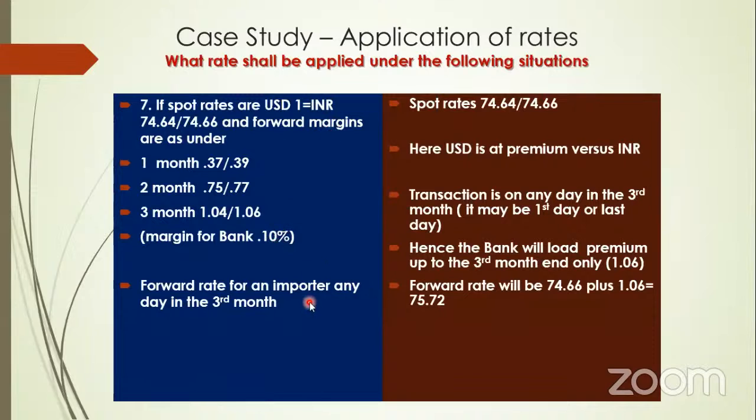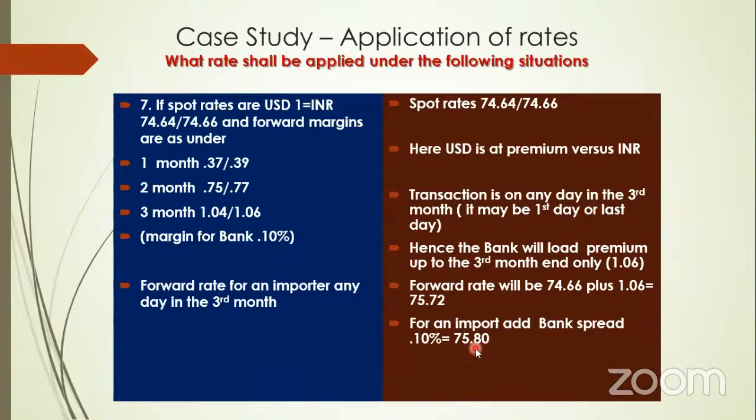Now it is an importer, and for an importer, now it is the premium. Any day means you now load up to the third month. Premium means you load the maximum. So 74.66 plus 1.06, you will get 75.72. Again, you have to load bank margin. Premium is always added, so I have added. Again, bank margin is added. So the final answer will be 75.80.